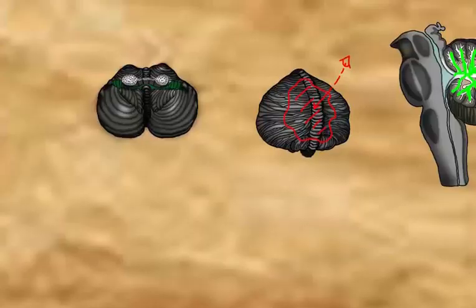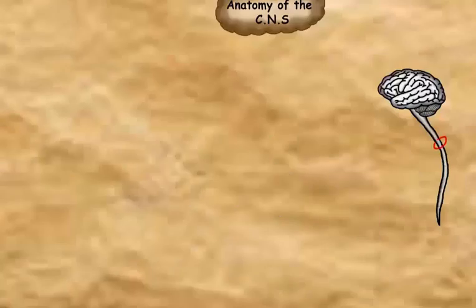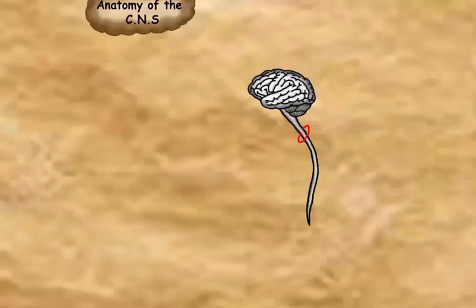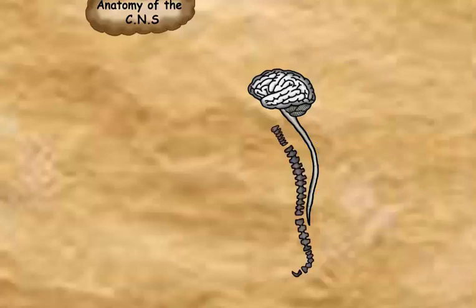Now we move on into the next segment of this video, in which we take a look into the spinal cord. The spinal cord is covered by 3 layers of meninges, and the cerebrospinal fluid is found within the subarachnoid space, between the arachnoid and the inner layer, the pia mater.